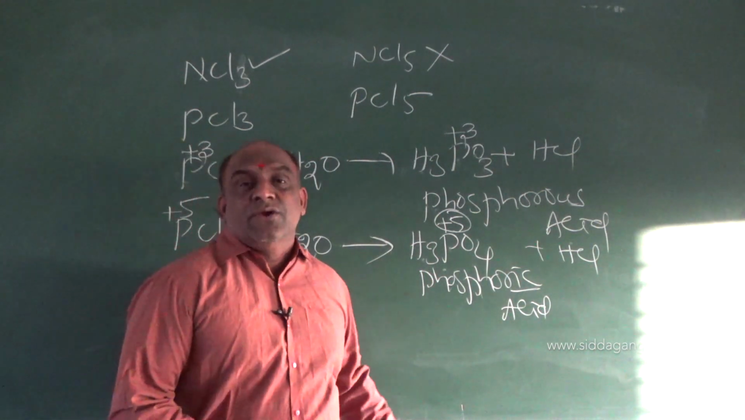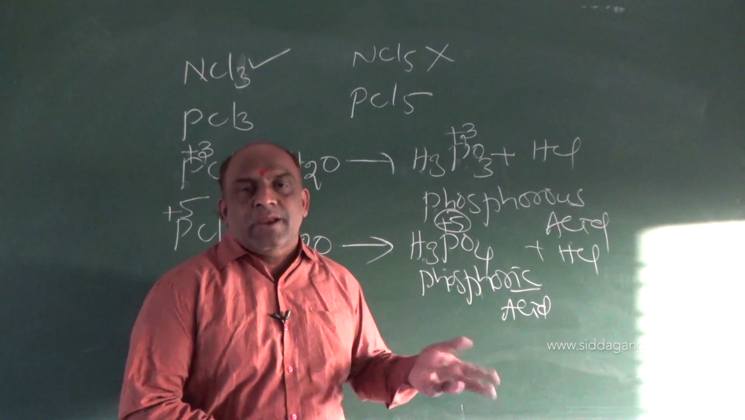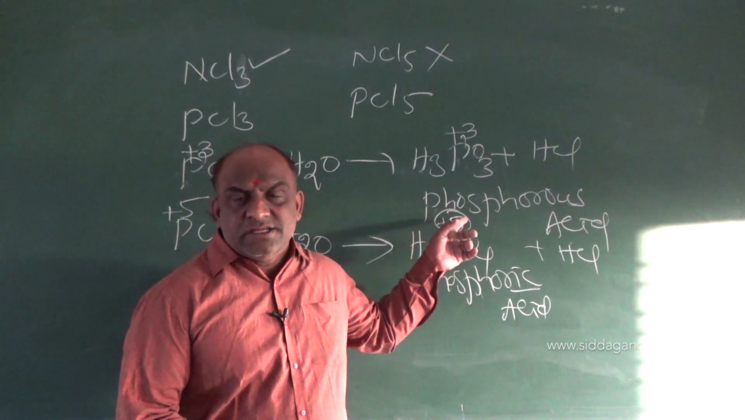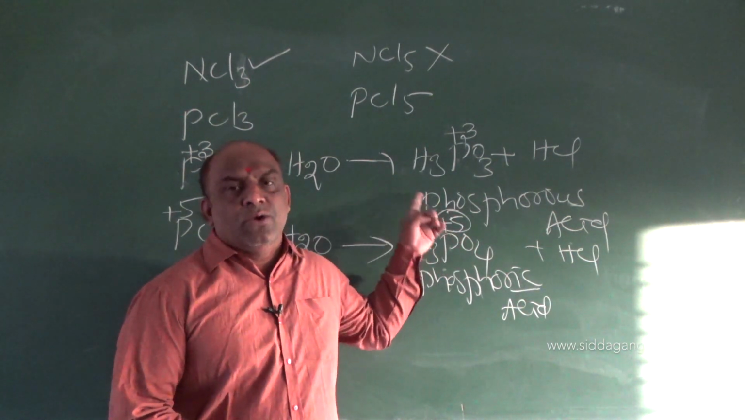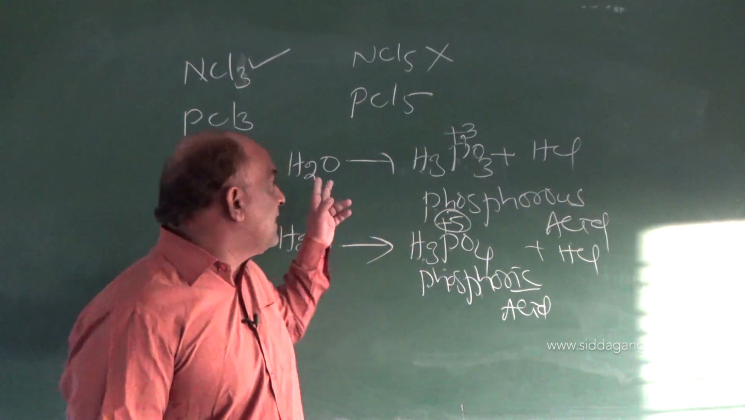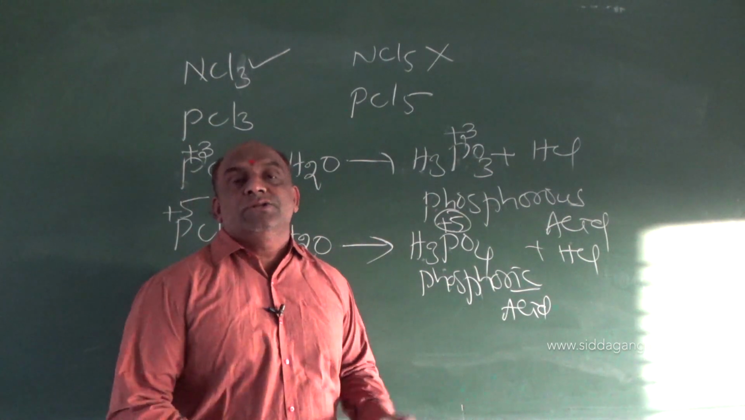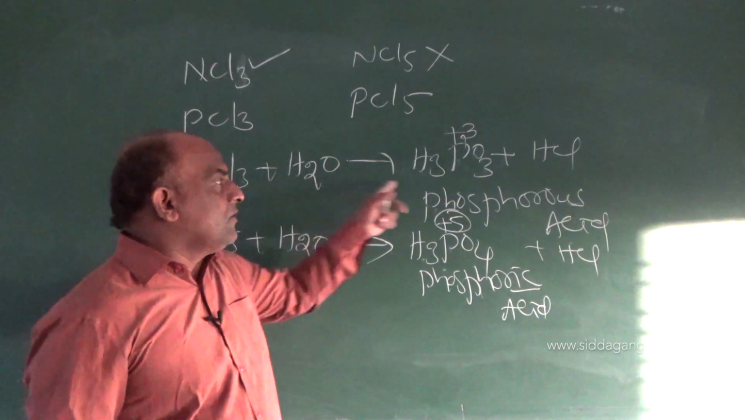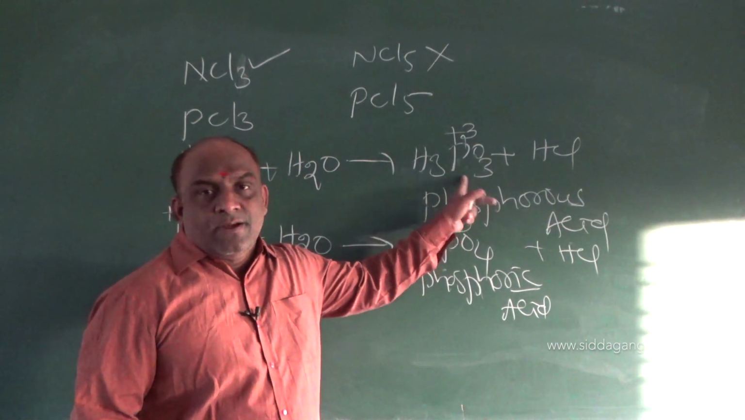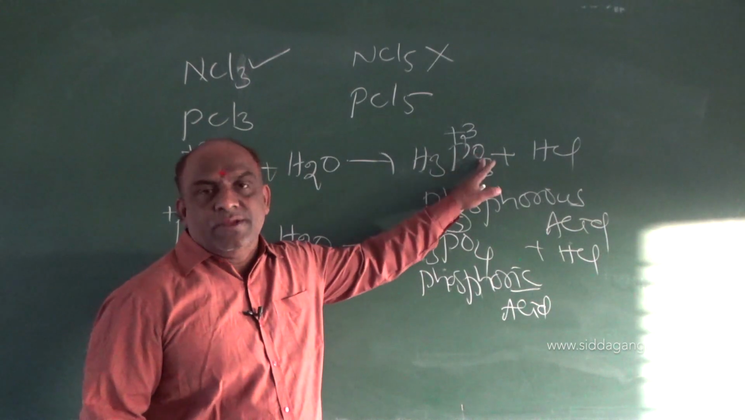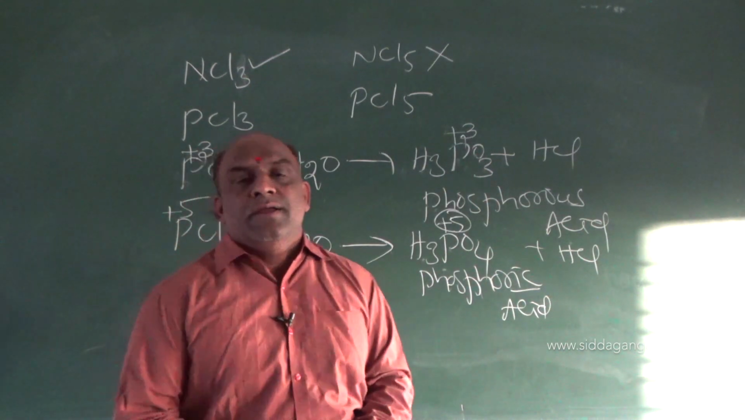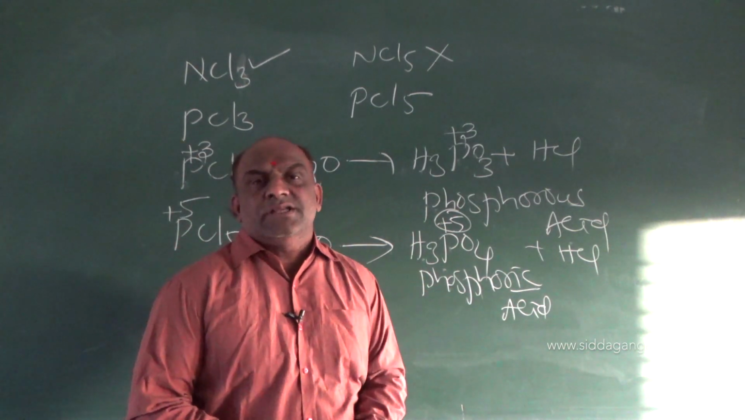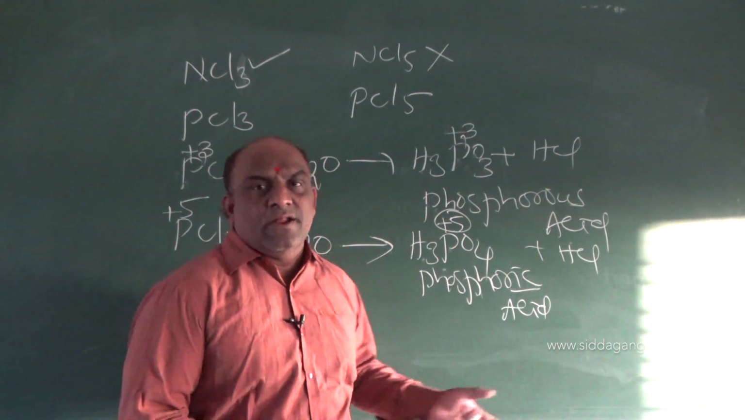What will be the reason? Due to the absence of vacant d orbitals in the carbon atom. And NCl3 undergoes hydrolysis, because the chlorine atom contains vacant d orbitals. Due to that reason, it undergoes the hydrolysis reaction. Suppose the example is phosphorus: phosphorus trichloride gives H3PO3, arsenic trichloride gives H3AsO3, boron trichloride gives H3BO3. If it is carbon tetrachloride, there is no answer, because carbon tetrachloride does not undergo hydrolysis reaction.